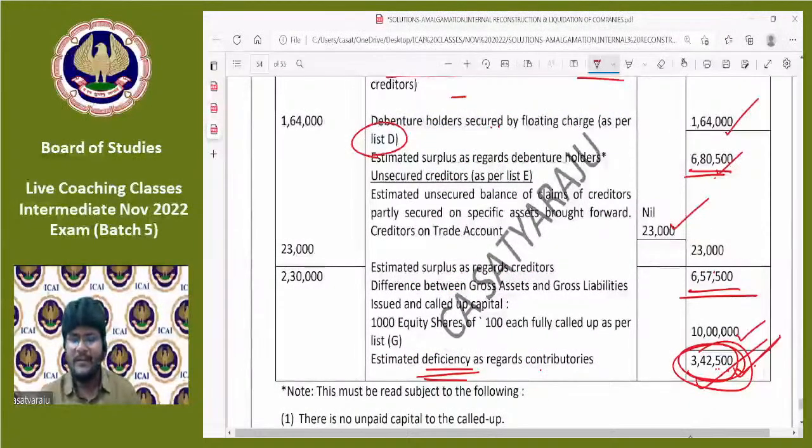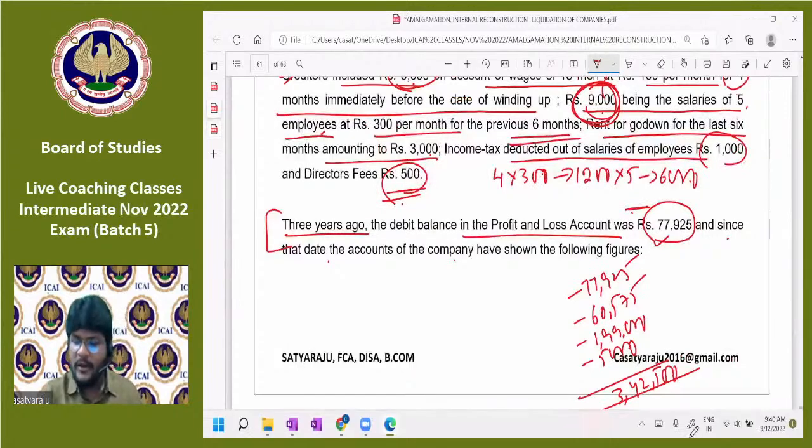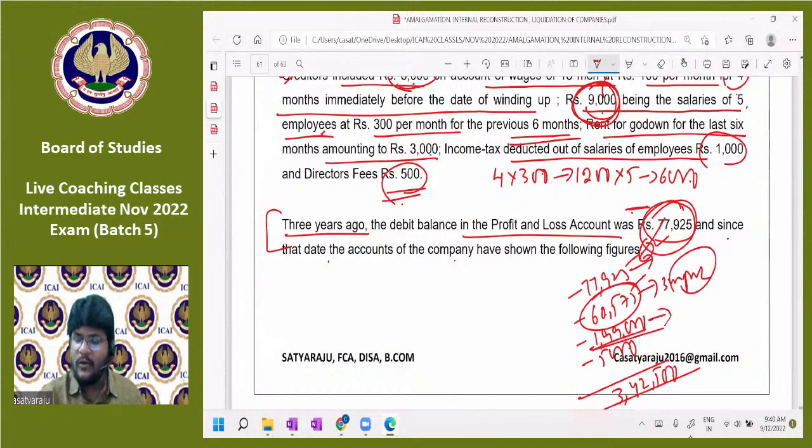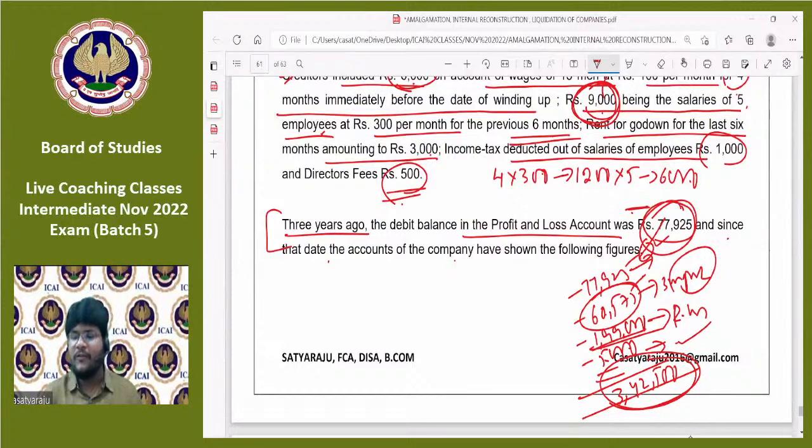3,42,500. Please check, guys. Previously, we got a deficit of 3,42,500. Now I have just worked out which loss is what: this is the opening balance loss, this loss is the 3 years P&L losses, this 1,99,000 loss is the realization loss, and this 5,000 is the death or disablement compensation. The total deficit was 3,42,500, which is equal to what we already did with the statement of affairs.